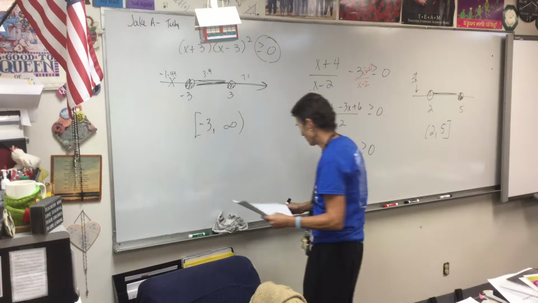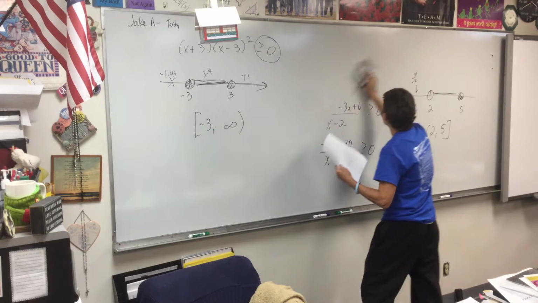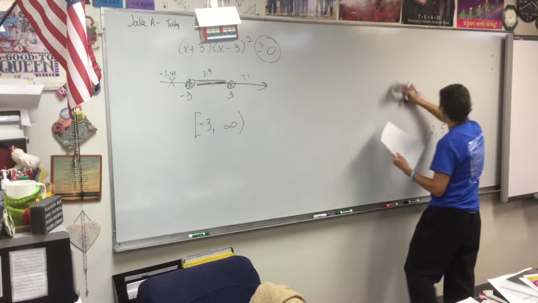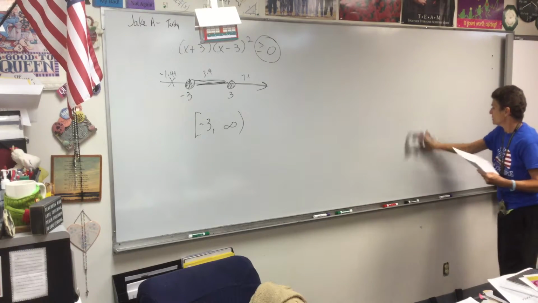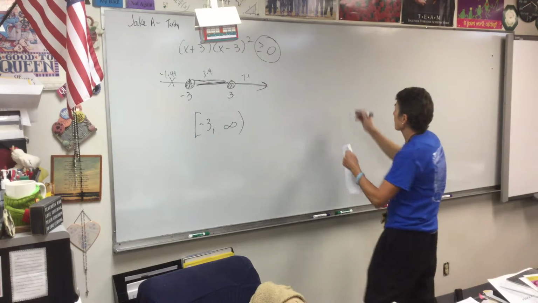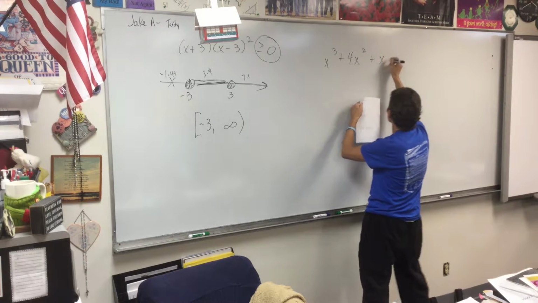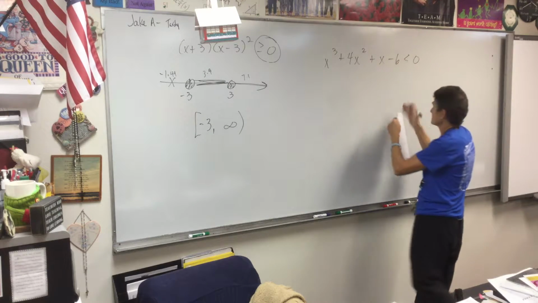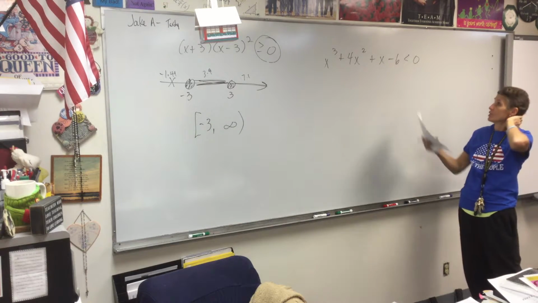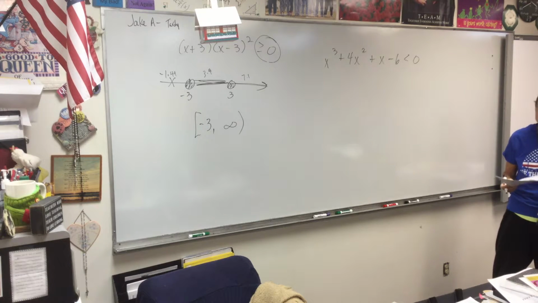Okay, so next, we have another inequality that does not have a 0. So remember, if they don't have a 0, you're going to give them a 0. So x cubed plus 4x squared plus x minus 6 less than 0. So I'm going to add x to both sides, subtract 6 from both sides, so that I have a 0.